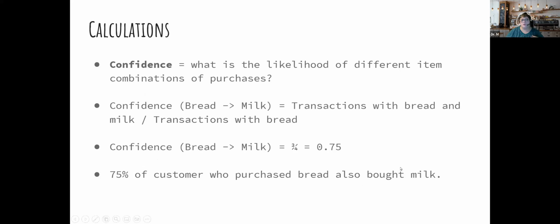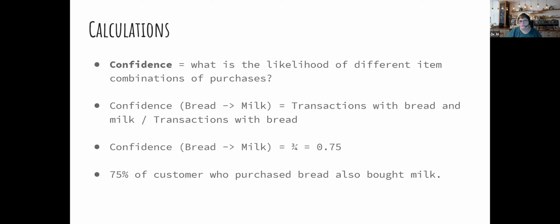Next one is going to be confidence. Confidence is the likelihood of different item combinations of purchases. If I look at bread and milk, you notice how bread has an arrow after it and then milk. What we're saying is if bread, then milk, which is like an if-then statement.